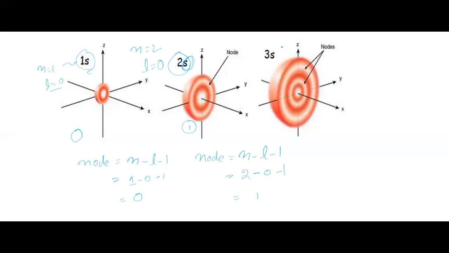Now for 3s, nodes = n - l - 1. Here the value of n, that is the principal quantum number, is 3. The value of l, that is the azimuthal quantum number, is 0. 3 - 0 - 1, net value is 2. So the number of nodes in 3s is 2. So you can see in 3s there are 2 nodes, whereas in 2s there is only 1 node.